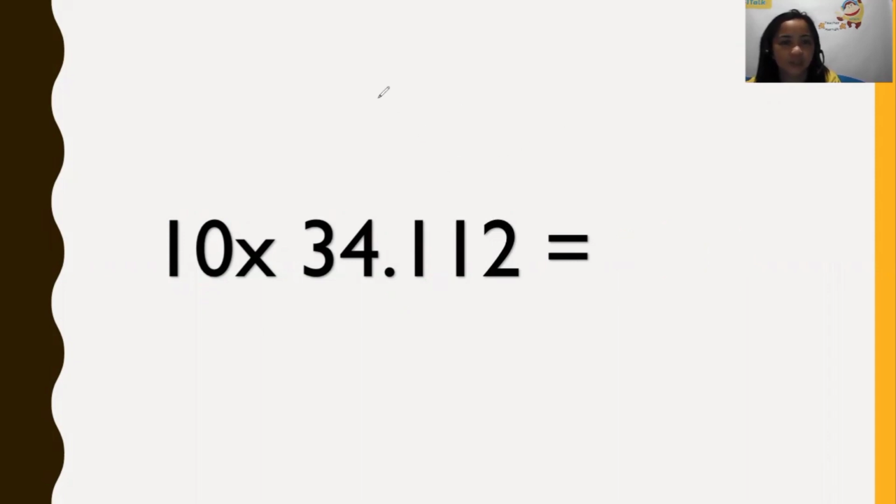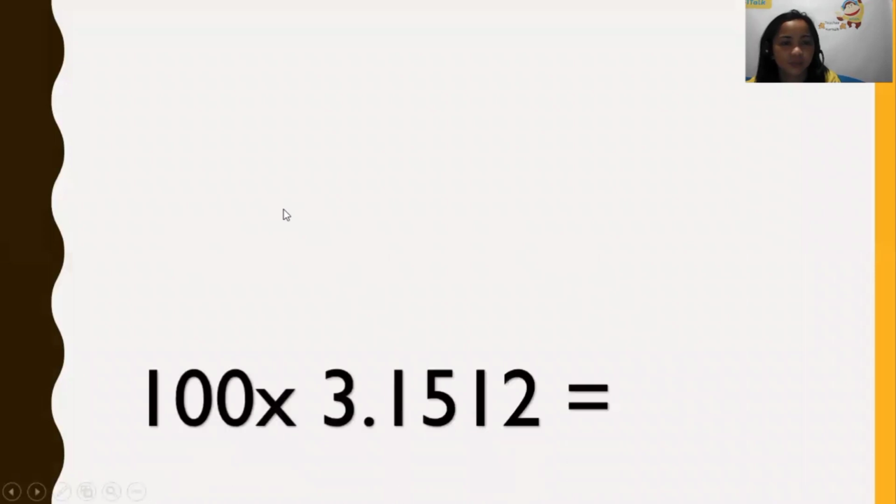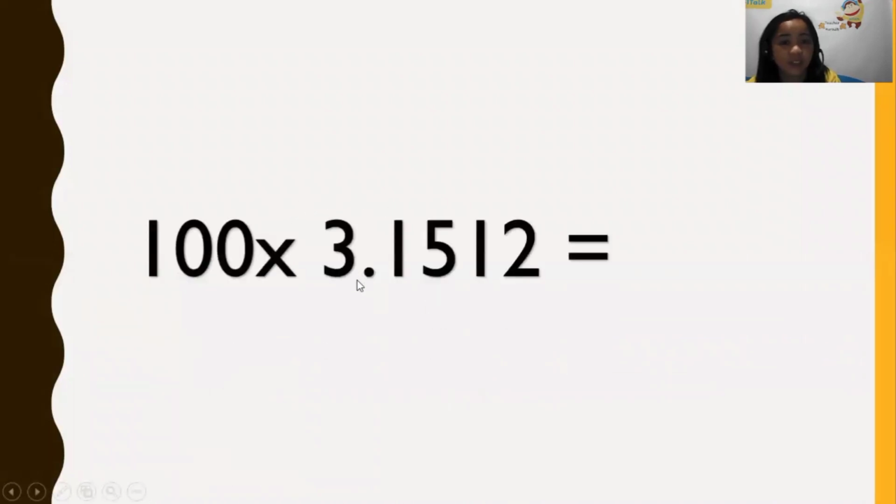Let's have another example. We have 100 times 3 and 1,512 ten thousandths. Dahil 100 yan, 2 places to the right. 1, 2. Ayun, dapat nandun na. 315 and 12 hundredths. So, kita nyo, hindi tayo nagsosolve. We just multiply, we just move the decimal point of the given.